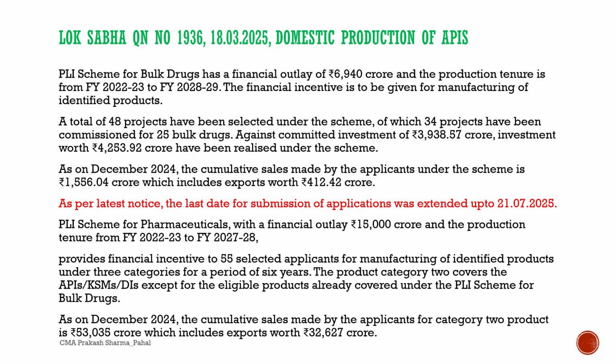PLI scheme for bulk drugs has a financial outlay of Rs 6940 crore and the production tenure is from FY 22-23 to FY 28-29. The financial incentive is to be given for manufacturing of identified products. A total of 48 projects have been selected in the scheme, of which 34 projects have been commissioned for 25 bulk drugs. Against committed investment of Rs 3938 crore, investment worth Rs 4253 crore has been realized under the scheme.